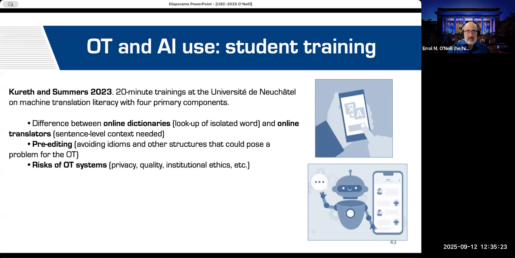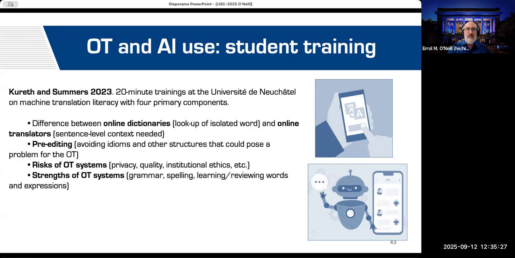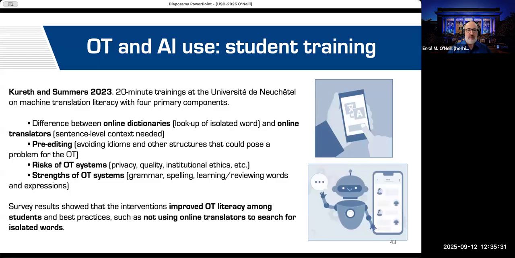What are some risks of using online translations in terms of ethics, in terms of quality, and what are some of the strengths or weaknesses of online translator systems?